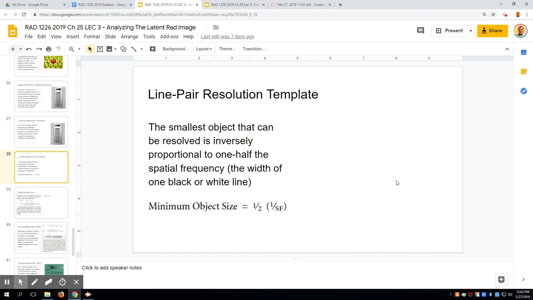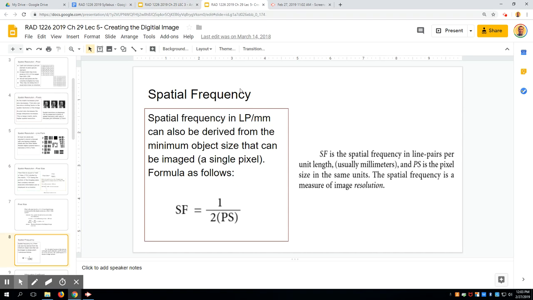So this slide here, number 38, lecture 3, is related to lecture 5, slide 8 for reference. And it could end up being a two-part problem, right? Because you may be given pixel size, you may be given spatial frequency, and you can figure out one over the other.